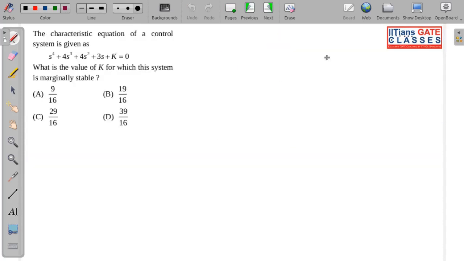So the next question we have is this. So quickly solve this. So you can see over here the characteristic equation of a control system is given by this. What is the value of K for which this system is marginally stable? So quickly fill the Routh table.